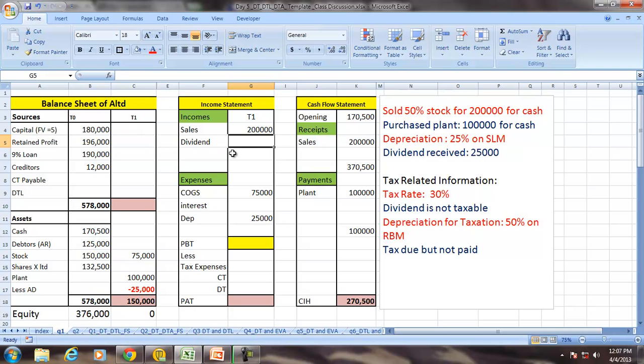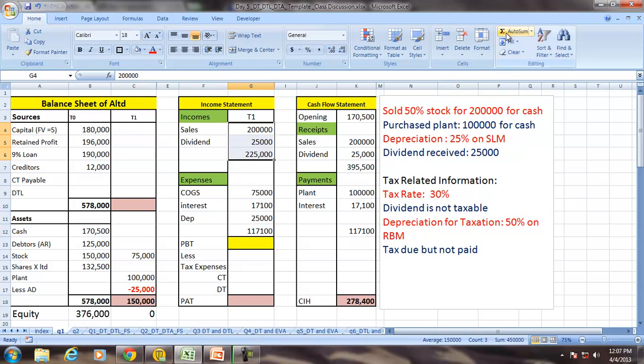Dividend received is 25,000, and dividend is also a cash inflow, and dividend will be shown in the income statement and cash flow statement. Interest for the time period is 9%, 0.09, and let us assume that we pay the interest, so interest is equal to 17,100.